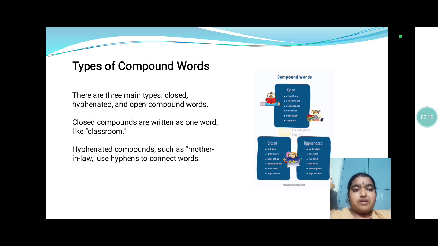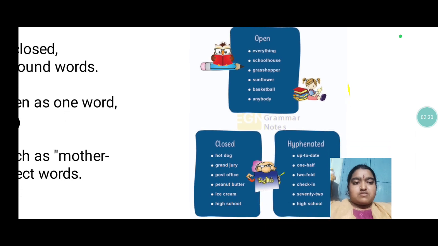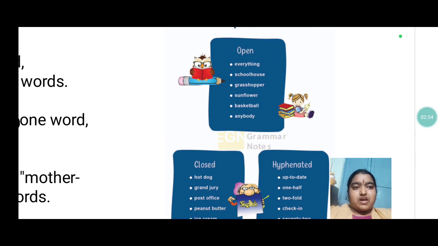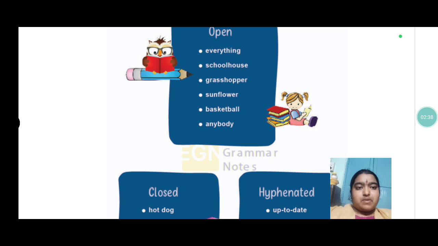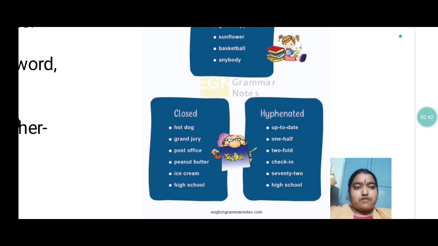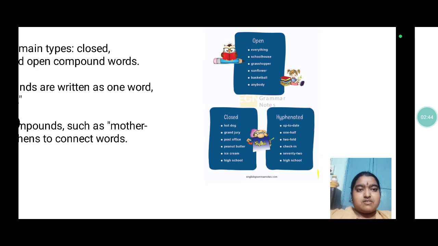And next, hyphenated compounds. These are such as mother-in-law. We can see hyphens between the three words, that is mother, in, and law. So we can see hyphens. These are known as hyphenated compound words. You can see some examples on the screen. So open compound words include everything: school, schoolhouse, grasshopper, sunflower. Closed compound words: hot dog, grand jury, hyphenated, up to date, like this.